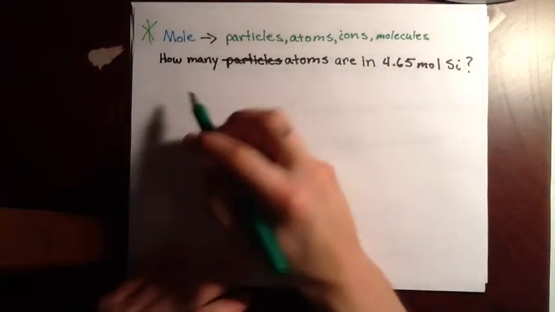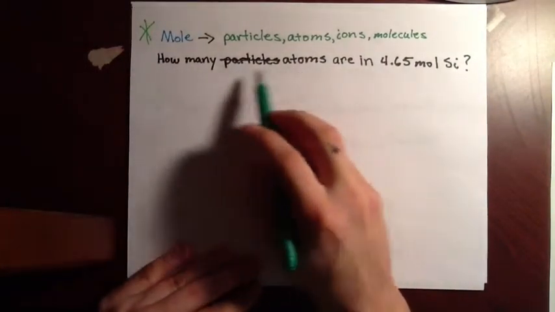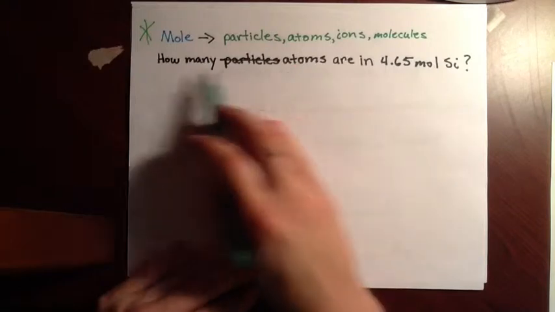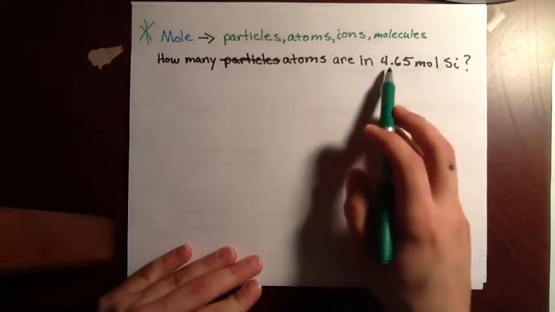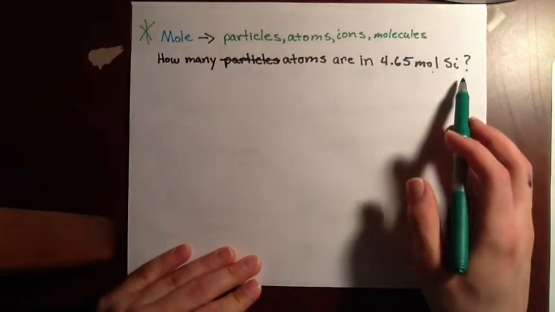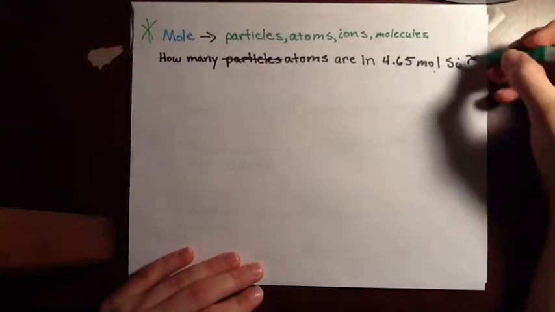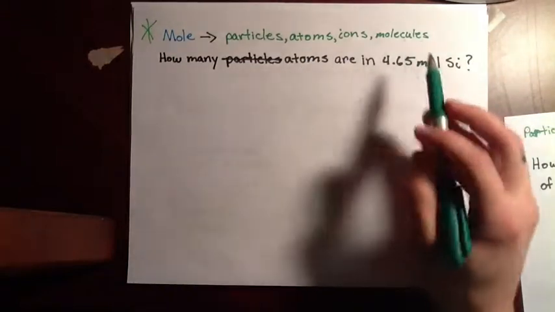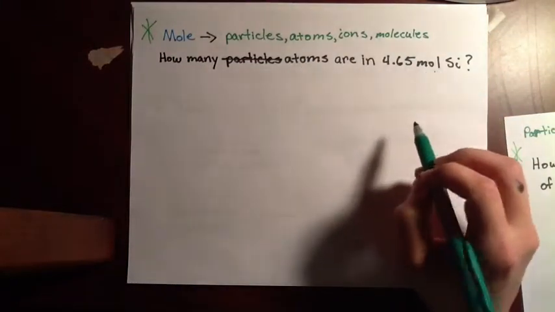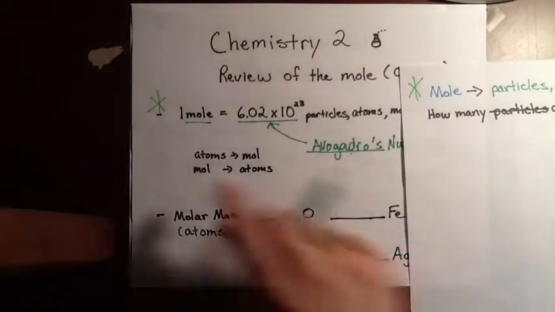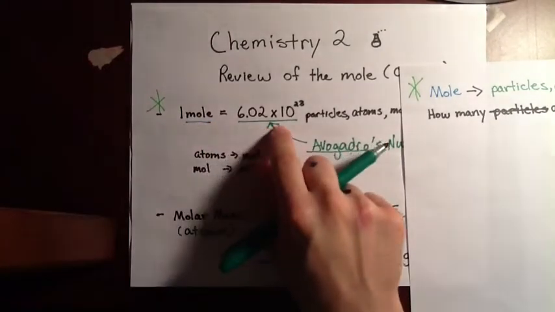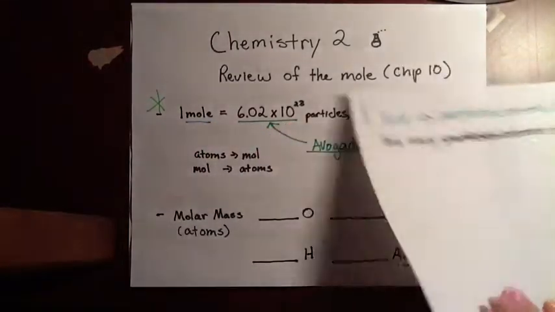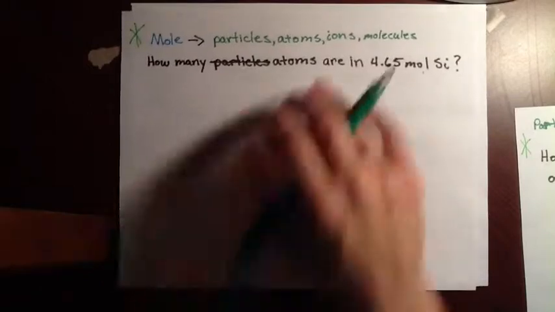So we have here how many particles. I wrote in particles at first. It could also be atoms. So how many atoms are in 4.65 mole of silicon? Does it matter what type of element we have? No, because we're just asking how many atoms in this many mole, and so we're just going to use the ratio that I just showed you. 1 mole equals 6.02 times 10 to the 23rd of something. And this something is atoms this time.